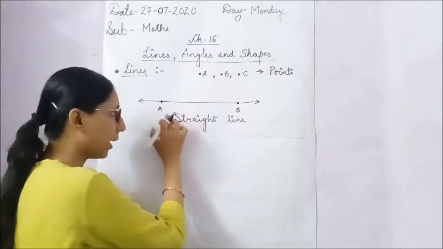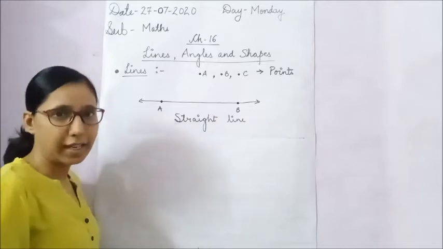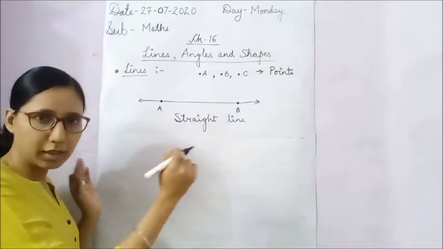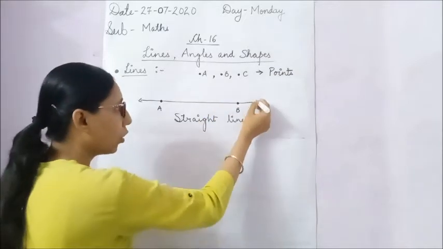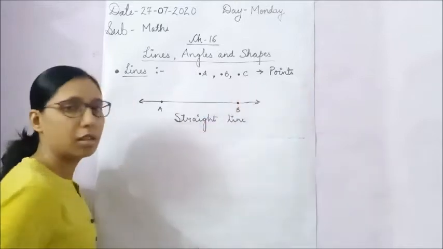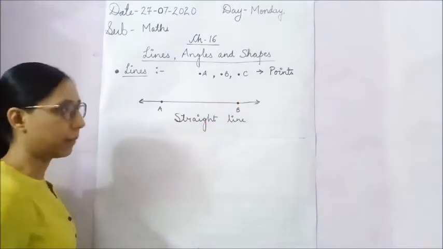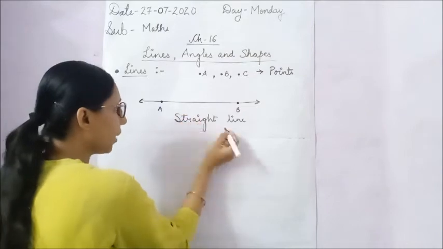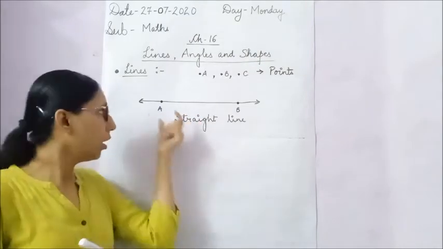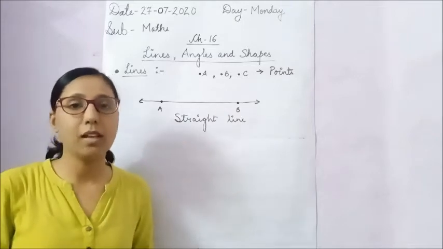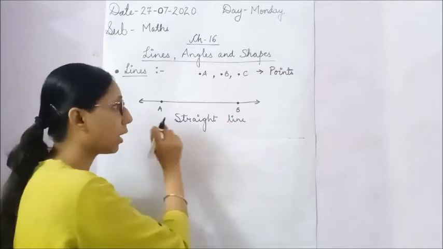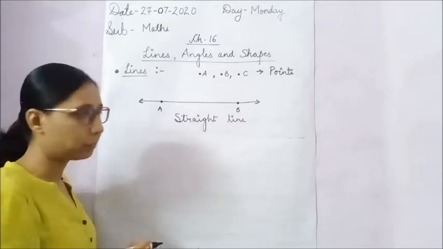There are 2 points A and B, but these are not ending points because we can extend a straight line on both the sides. हम किसी भी line को दोनों side से extend कर सकते हैं. This arrow shows कि हम इन line को दोनों side से extend कर सकते हैं. So the property of a straight line is we can extend this line in both directions, and it has no end point, जिसके कोई भी end points नहीं होते.